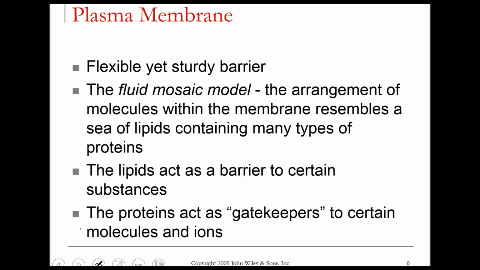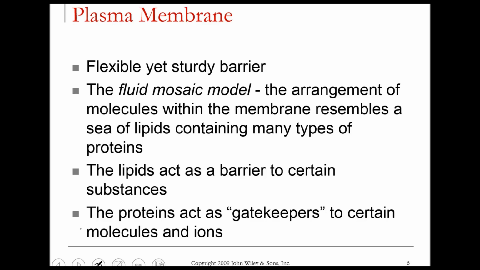So let's go back to the plasma membrane and examine it in a little more detail. It is a flexible but sturdy barrier. When we talk about the plasma membrane, we often use the term fluid mosaic model of the cell membrane. This term refers to the fluid portion of the membrane, which would be the phospholipids, and a mosaic portion, literally looking like mosaic tiles, those would be the protein molecules. So we have an arrangement of protein molecules within a sea of lipids.